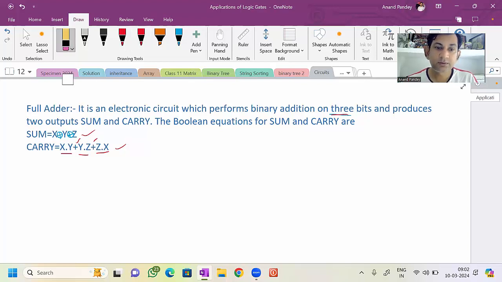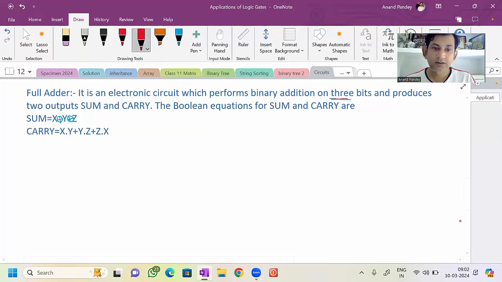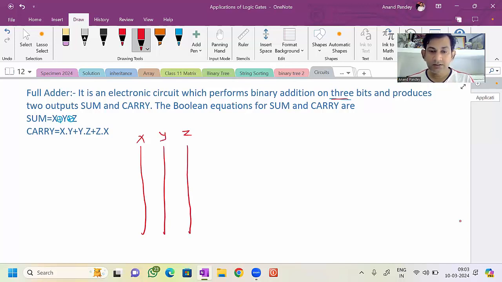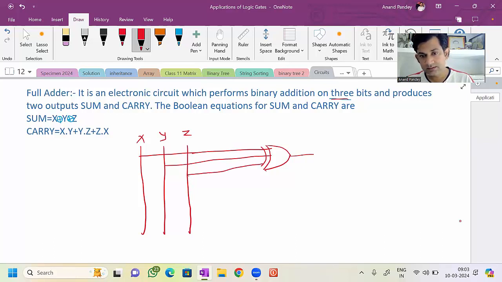So I'm going to draw the circuit for the full adder now. Let's see. How many inputs do we require here? Three inputs are there: X, Y, and Z. And for sum we require one XOR gate. So we can draw like this, one XOR gate for X XOR Y XOR Z. Now X will come to here, Y and Z. So X XOR Y XOR Z. This is for sum.